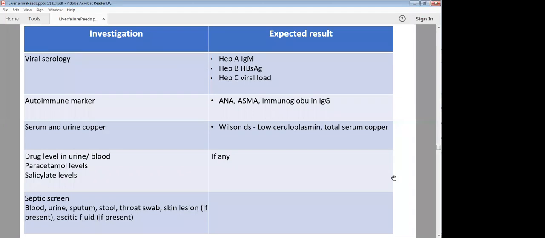Okay, virus serology to confirm infectious causes. Virus screening such as hepatitis A IgM, Hep B HBs antigen, Hep C viral load. Okay, autoimmune markers as I mentioned, for autoimmune hepatitis: ASMA, ANA, and IgG. Serum and urine copper to rule out Wilson disease, and we need to screen for drug toxicity, for example paracetamol and salicylate level. And if there is suspicion of sepsis causing liver failure, we do a sepsis workup.